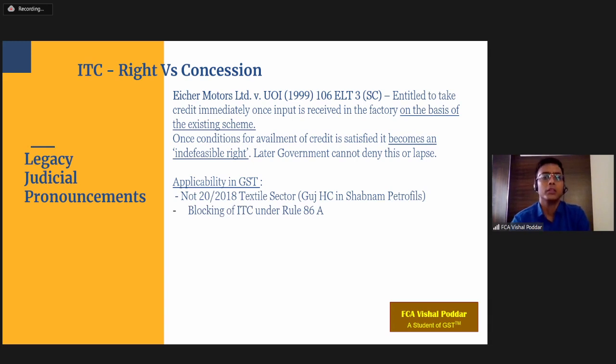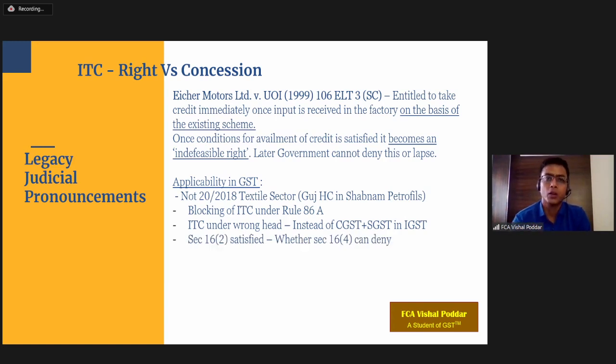Further, you can apply this in the concept of blocking of ITC, where your ITC has been blocked as per Rule 86A of the CGST Rules. Further, many times it so happens, especially in the initial years, that while availing credit, you avail the credit under the wrong category. The invoice was correct. The supplier levied the correct tax. He did not make a mistake in levying the tax. He levied correct CGST, SGST. However, when you are punching in your returns, you punch it as IGST or vice versa. Now, if you have to fight out that case, again, you can use this particular case law as your defense.